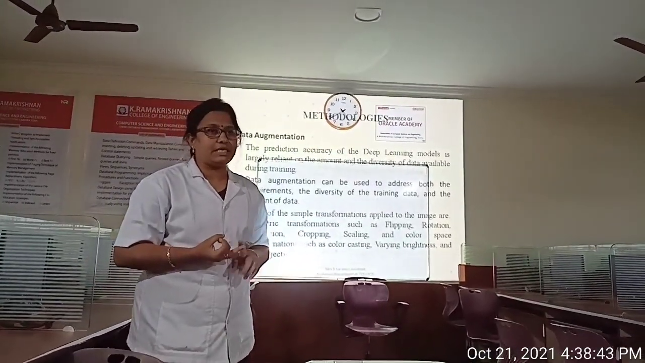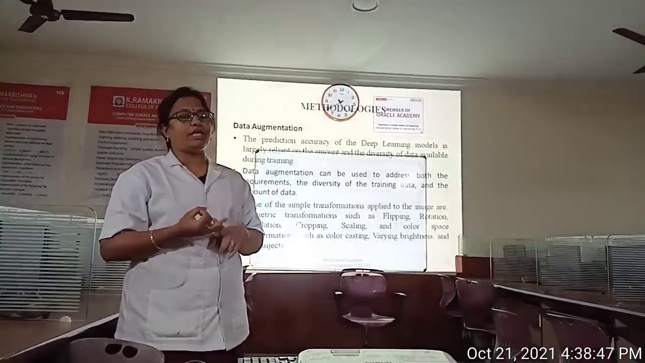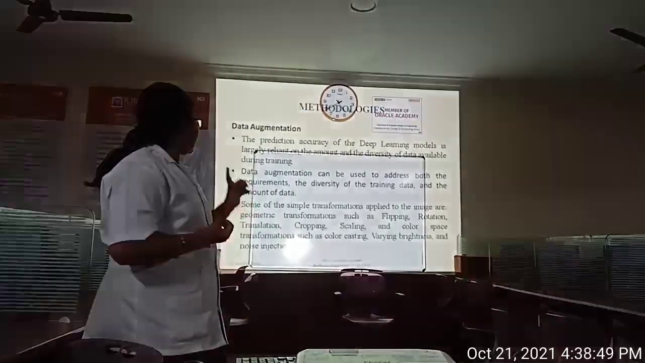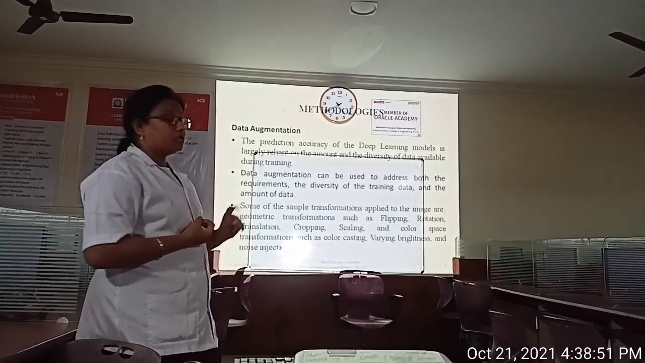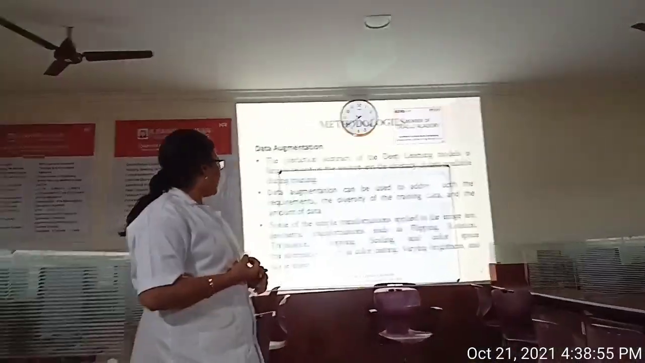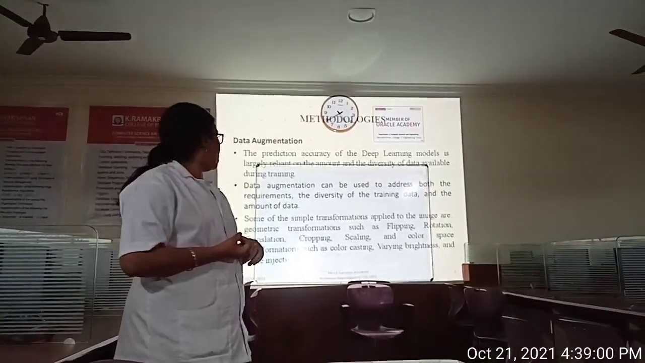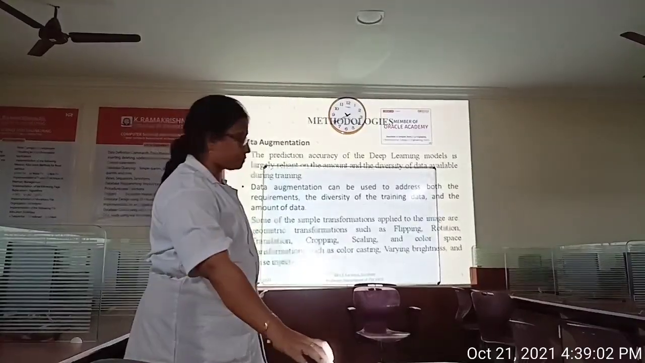Data augmentation is nothing but producing a new, artificial image from the original image. Some of the augmentation techniques are flipping, rotation, translation, cropping, and adding noise. These are the augmentation techniques.